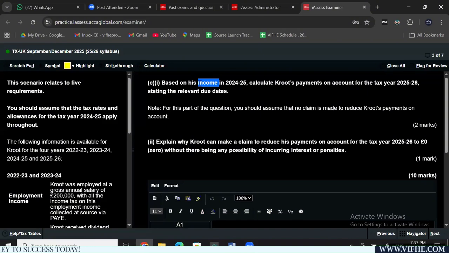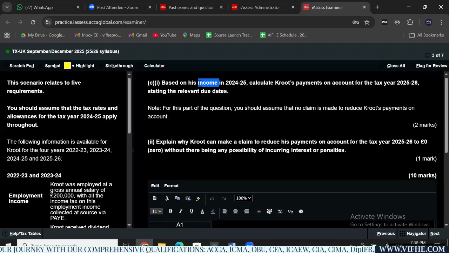Students may get confused about whether they will be doing the whole calculation, which includes not only the income tax figure for the previous tax year but NIC as well, or whether they would just take the hint given in the requirement, that just based on his income, you straight away calculate his payments on account. So if you end up calculating NIC 4 as well, which is practically correct, you will not be losing your marks.